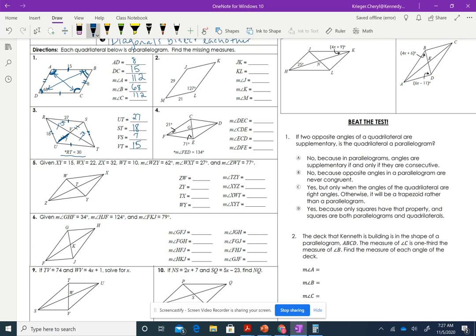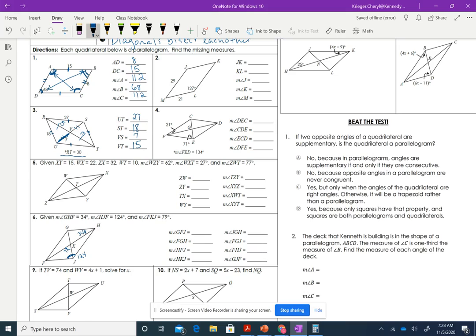I'll do number 6 and leave you guys number 5. Number 6 says given angle GHF. GHF is this one up here, is 34. And HJF, they give us the large angle here is 124. And 34. And FKJ is 79. This is 79. Let's try to find everything else.